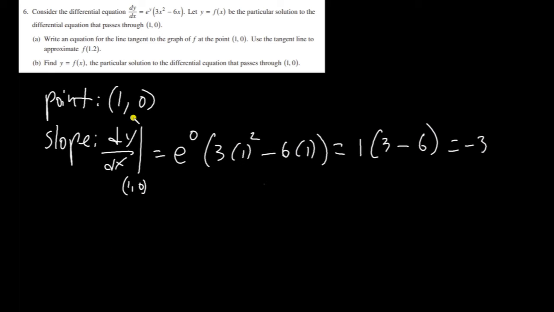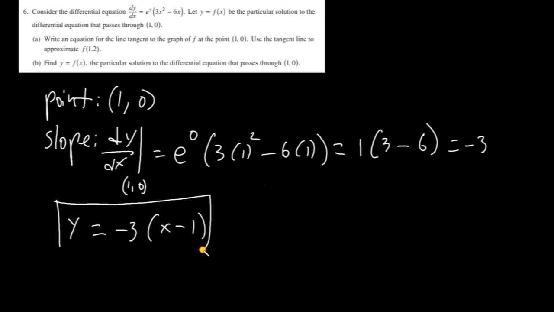And so putting the point and the slope together, we have y minus 0, so just y, equals negative 3, which is the slope, times x minus x1, which is 1. Okay, so there we go. That's our equation for the line tangent to the graph of f at the point 1, 0. Now we need to use this to approximate f of 1.2.